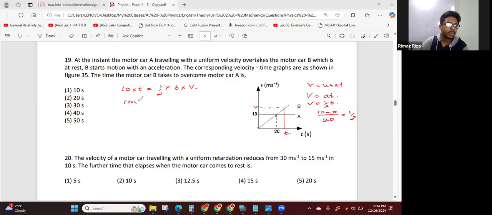So therefore 10 into T equals half T into half T. Here T and T can cancel, so I cancel this T and this T, and we get T equals 40 seconds. So the fourth one is the answer. Is that clear?